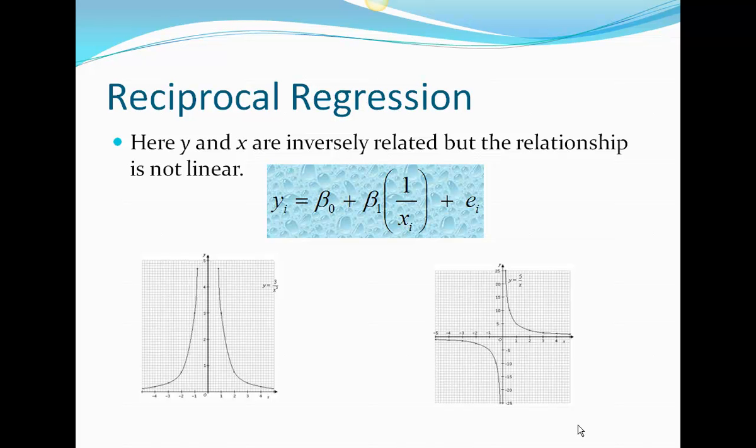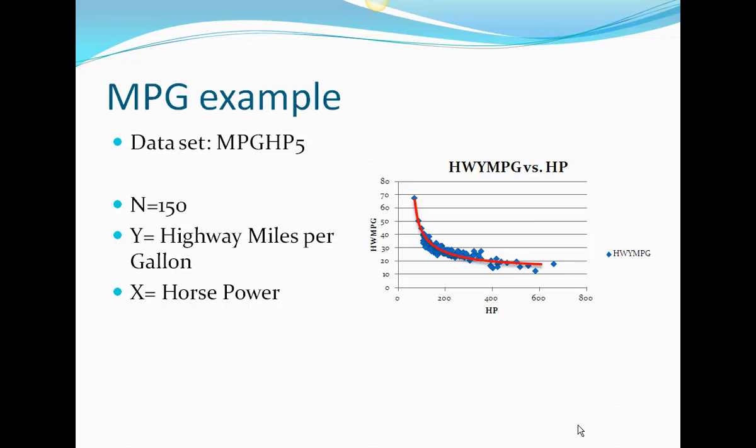All right, reciprocal regressions are going to be done when we have some sort of inverse relationship, either 1 over x, 1 over x squared, some sort of thing like that. So obviously when you have the squared term, you're moving things into quadrants 1 and 2 versus 2 and 4, but you get the basic idea. So here, x and y are inversely related, but the relationship is not linear.